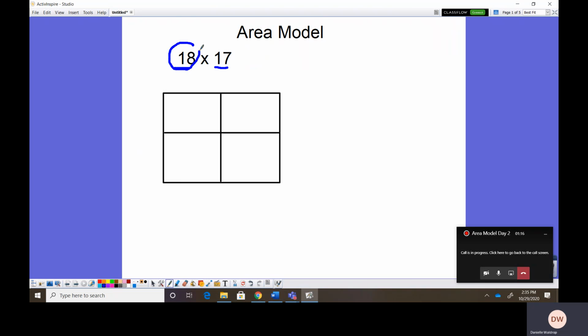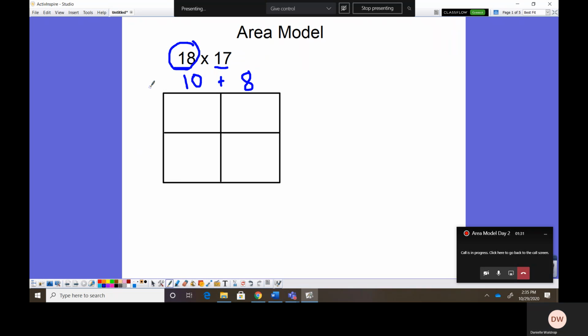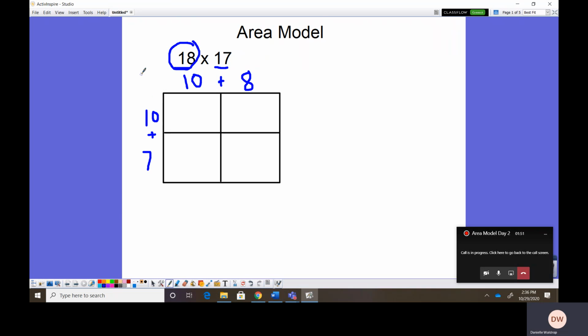And so we start with our expanded form like usual. So we're going to do 18. It's the first number, so it's going to be expanded on the top. I know that 18 is the same thing as saying 10 plus 8, so we can write 10 plus 8 on the top boxes there. And our second factor still goes to the left side of the box. However, it's not just one single digit like it was yesterday. It's a 2-digit number, so we also have to use expanded form for this number. And I know that 17 is the same thing as saying 10 plus 7. Okay? We did our expanded form.